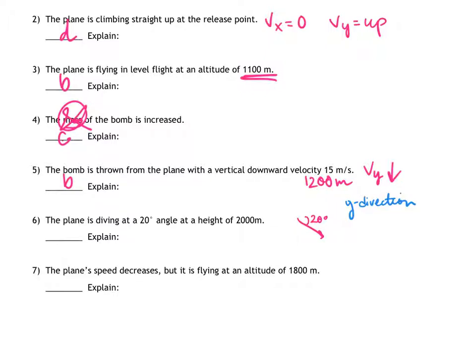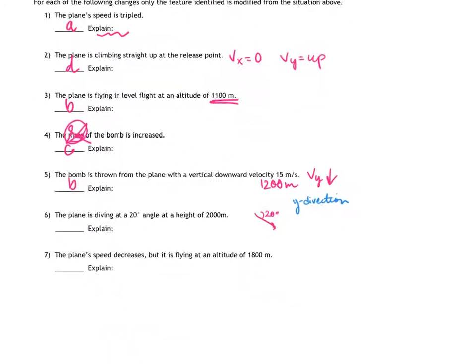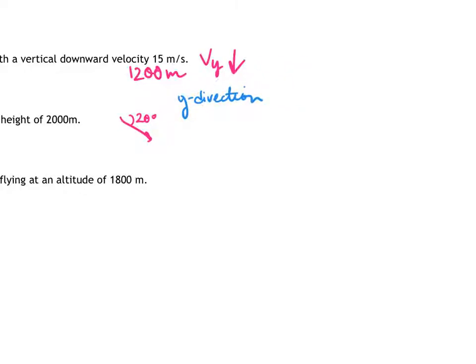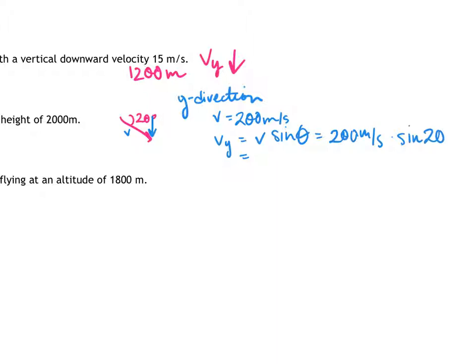So we've got an initial velocity that is something other than 0. The plane is traveling 200 meters per second. Apologies, let's just zoom over here. The plane is traveling 200 meters per second at that angle of 20 degrees. If I want to know the vertical component of my velocity, that's the opposite side. My vertical component is going to be my velocity times the sine of my angle, which is 200 meters per second times the sine of 20. If I plug that in my calculator, I get 68.4 meters per second.